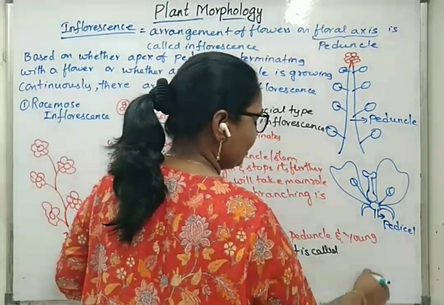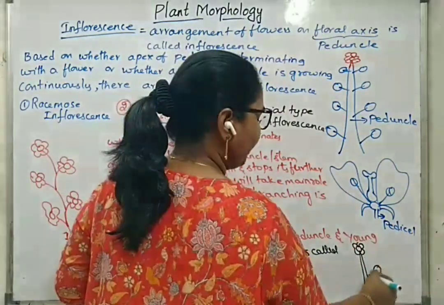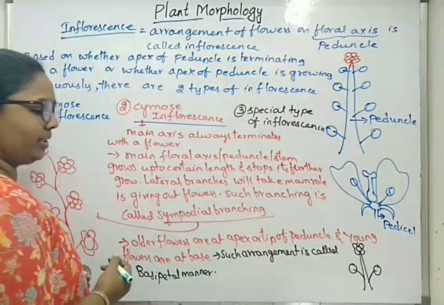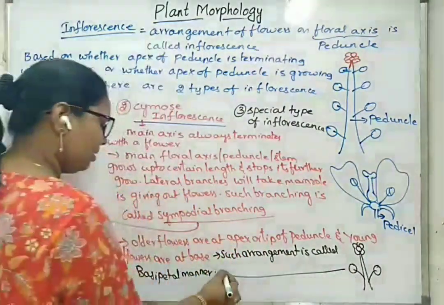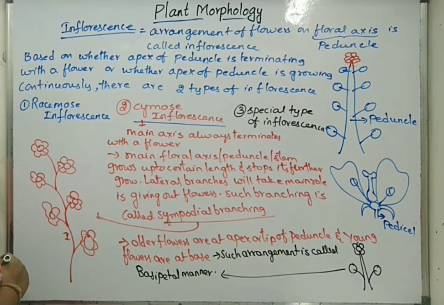It means if this is the peduncle, it got terminated with a flower. Young buds will be at the bottom region. So this is called basipetal type of arrangement. So this is about Cymose inflorescence.